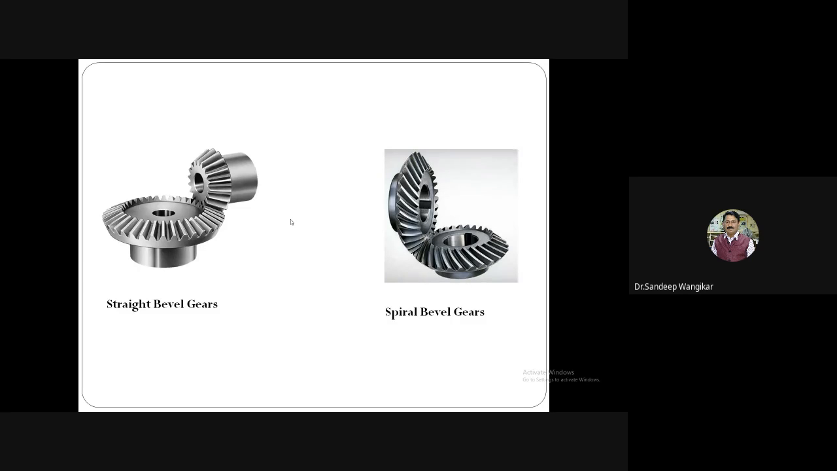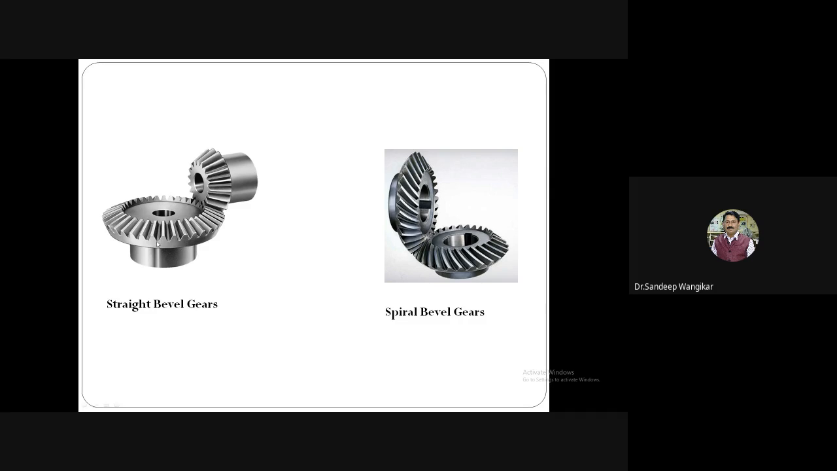Straight bevel gears. Intersecting axes: if you take the axis of the pinion and gear, they will intersect, for example in this case at 90 degrees. The teeth are cut straight. In the second case, spiral bevel gear, the teeth are cut in a curve. So these are called spiral bevel gears.